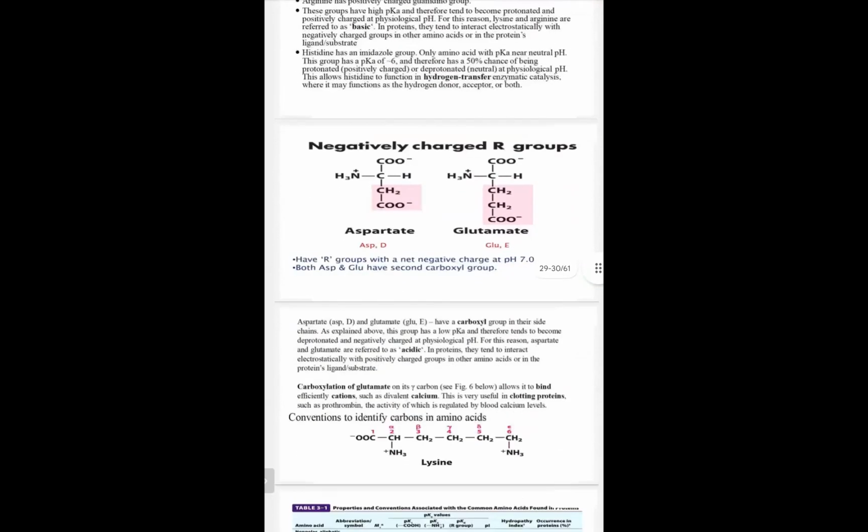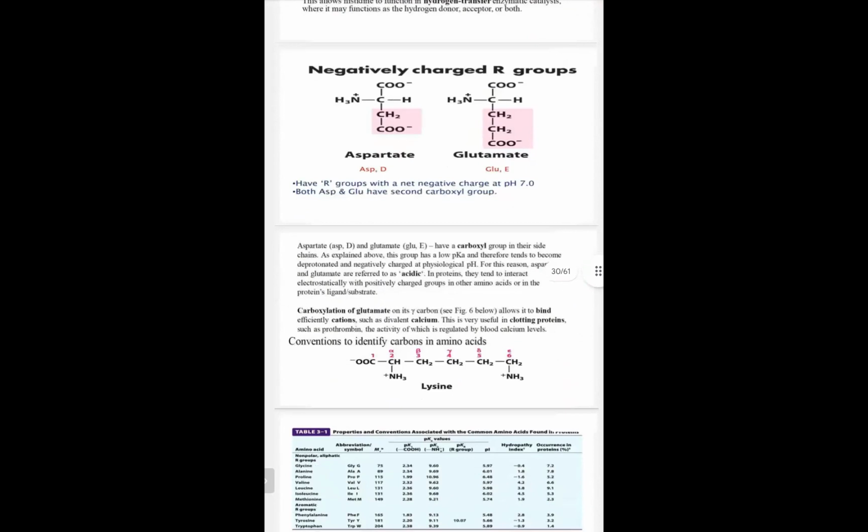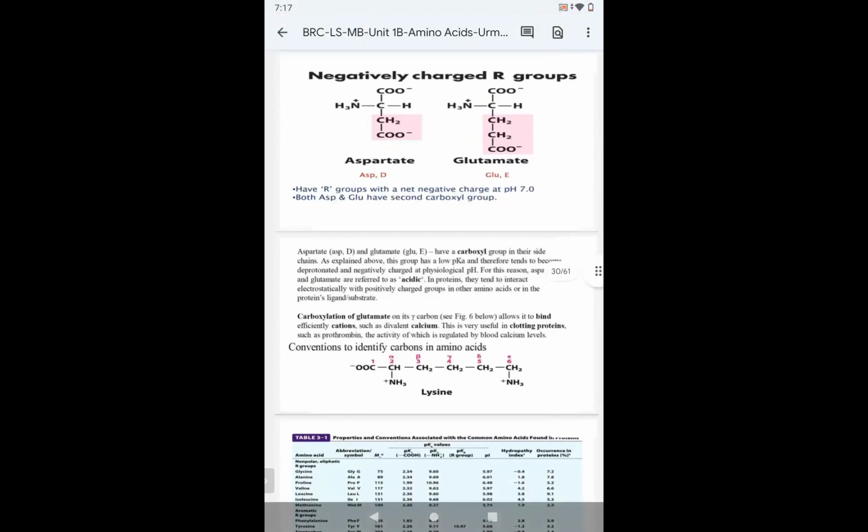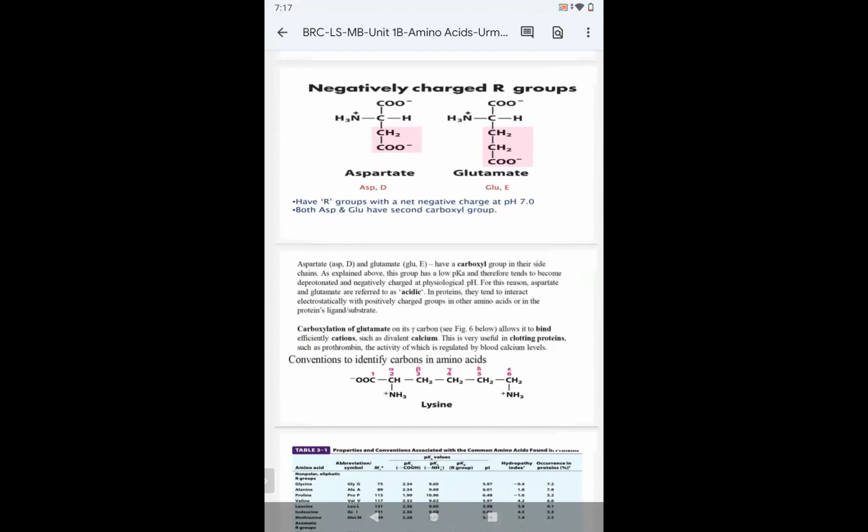Next, negatively charged R group amino acids. That is aspartate and glutamate. These are the acidic amino acids. Aspartate and glutamate are called acidic amino acids.